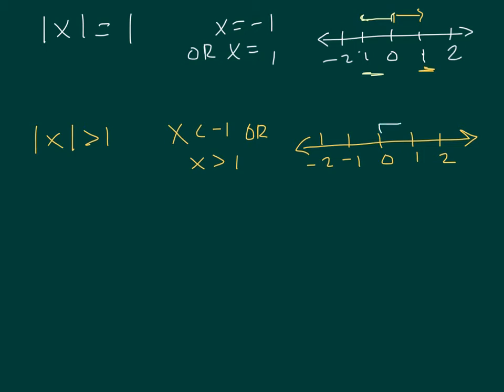So I'm moving 1 unit to the right. So here is where I start my solution set. And then I'm going to start at 0 again and move 1 unit to the left. And here's where I will start my solution set, right? So the distance between 0 and x is greater than 1 unit. Each of these is 1 unit. So my solution then is going to look like this: x is less than negative 1, or x is greater than 1.